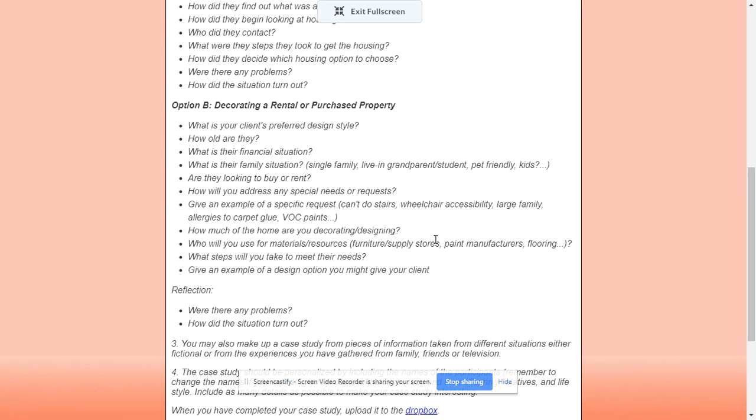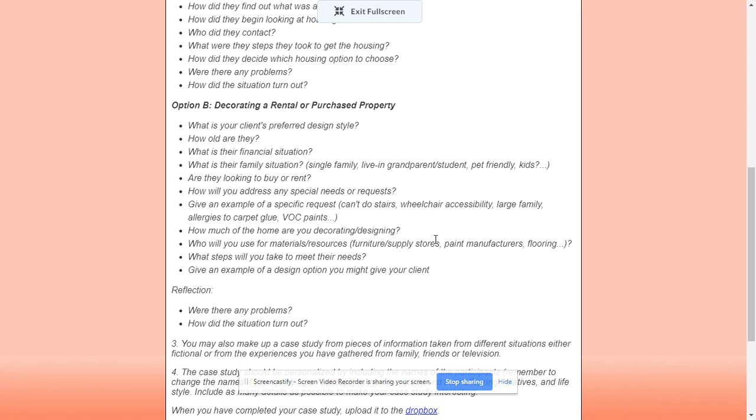Maybe there are allergies to carpets, to glues, to paints. Maybe there are allergies to certain finishes, so think about that. How much of the home are you decorating or designing? Is it one room, one space, or is it the entire house? Who will you use for materials or resources? Are you looking at furniture or supply stores, at Home Depot or Lowe's? Or are you looking beyond that at other options that might be a little more exclusive to designers?